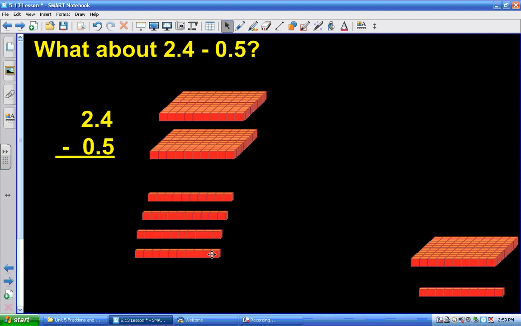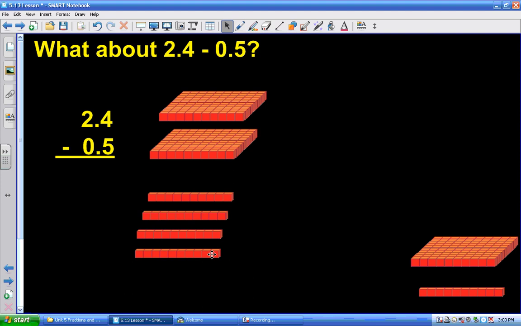But we have a problem. Without telling me the answer, what is the problem I have right now? Caitlin? You don't have 5 rods. I don't have 5 rods. I only have 4. So my first job is to fix the problem so that I can take away the 5. So how do I do that, Abby?